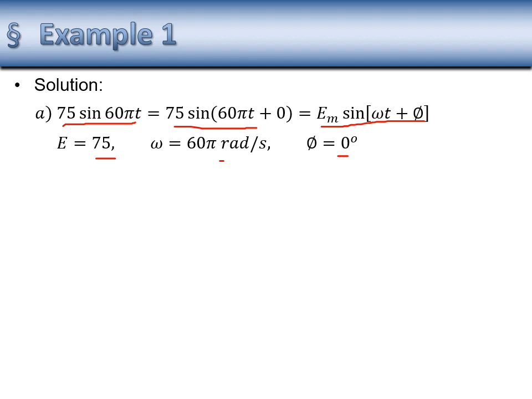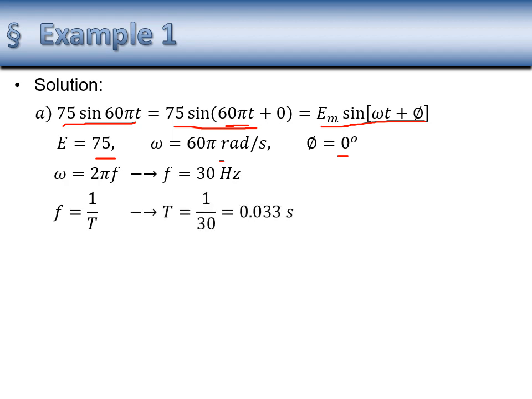Take note that omega is what is beside the variable t. Now, since omega is 2 pi f, we can compute for the frequency, and that is 30 cycles per second or 30 hertz. Also, since f is equal to 1 over T, we can then compute for T, and we got here 0.033 seconds.